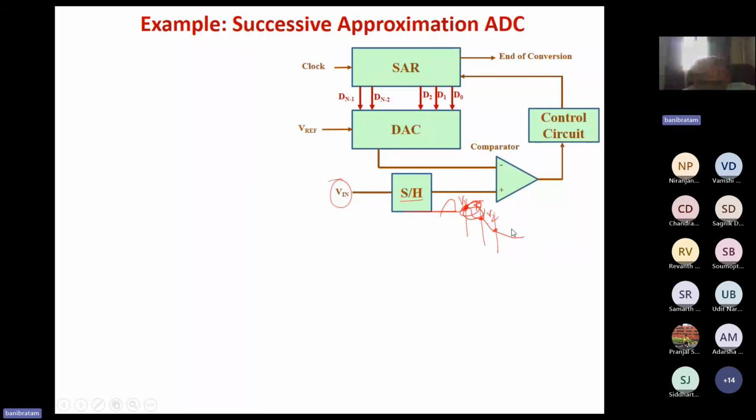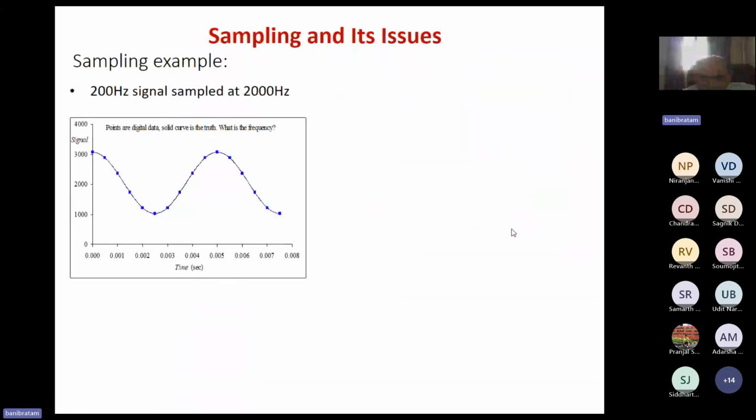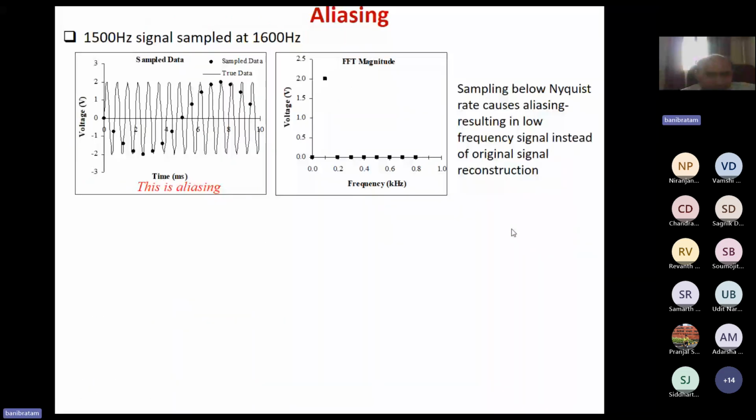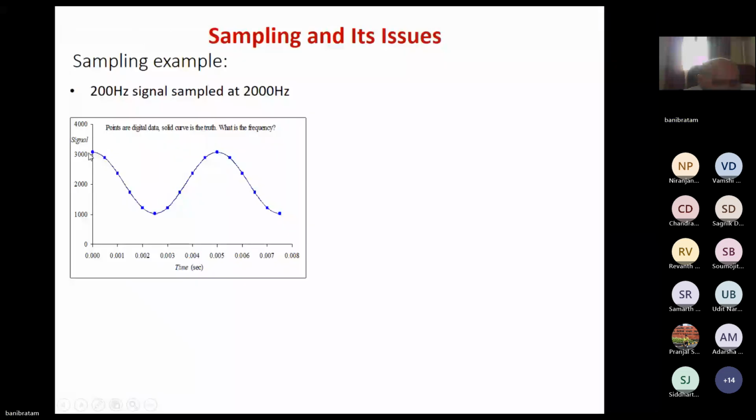Okay. So in that context, suppose you look at this analog signal, this sinusoidal signal is the analog signal. Suppose the frequency of this analog signal is 200 hertz. You can check that. This x-axis is in seconds. So this is your 0 second, and from here you can see the time period will end somewhere over here. So this corresponds to one time period.